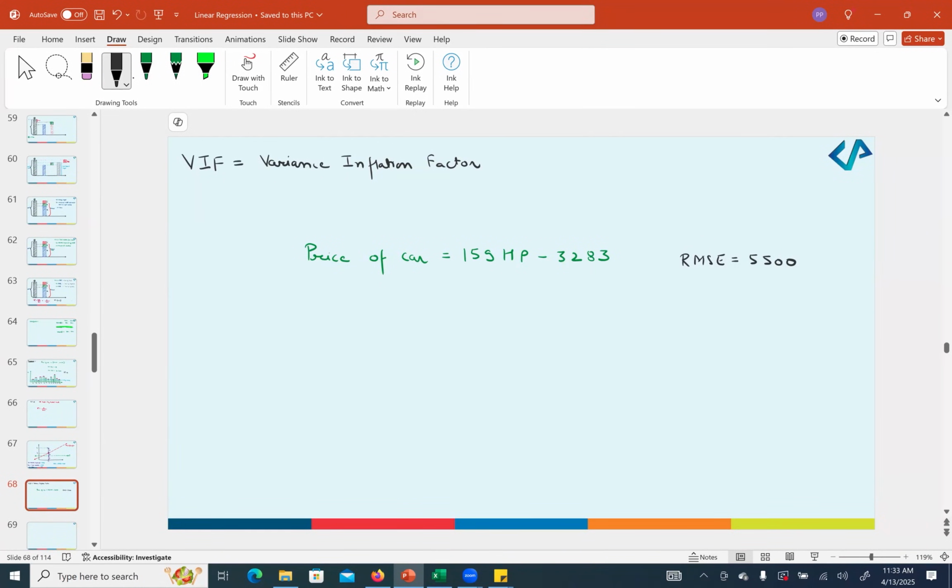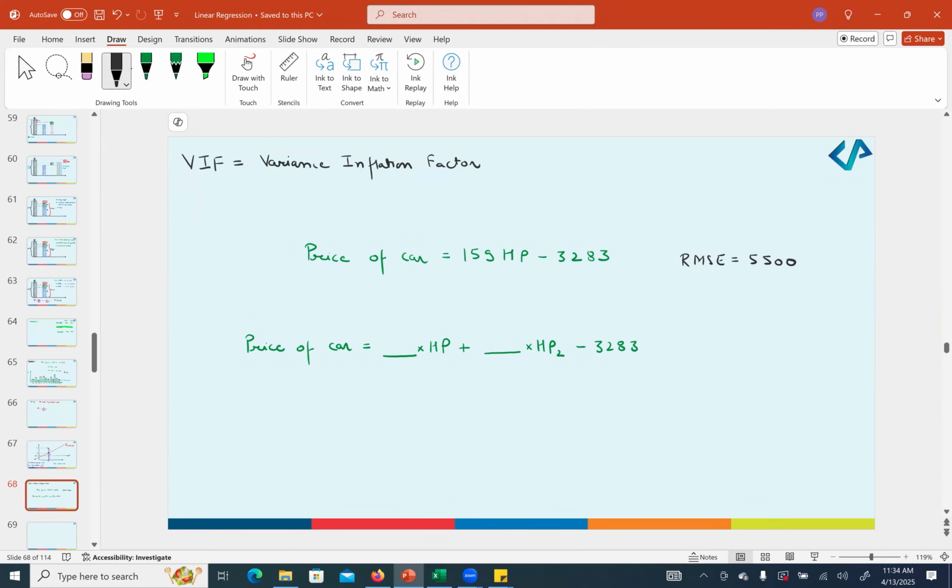Now, I did one more thing. I added one more variable, which is exactly the same as horsepower. So my price of car will become something multiplied by horsepower plus something multiplied by horsepower 2. A duplicate variable is there. Minus 3283. Now I have a few questions for you.